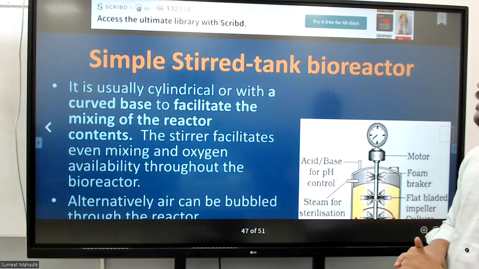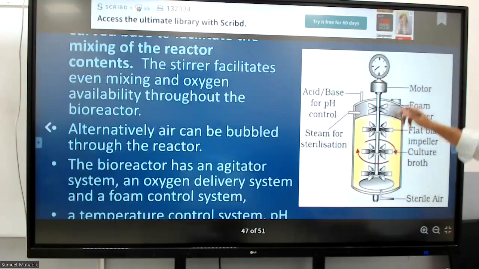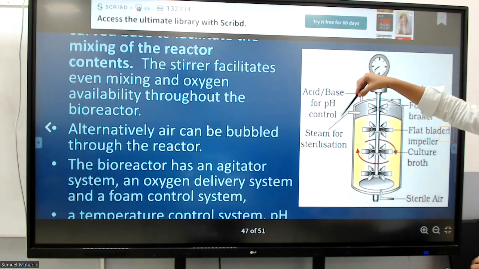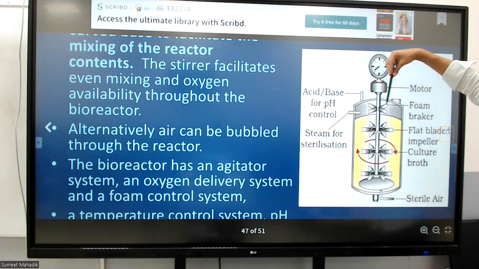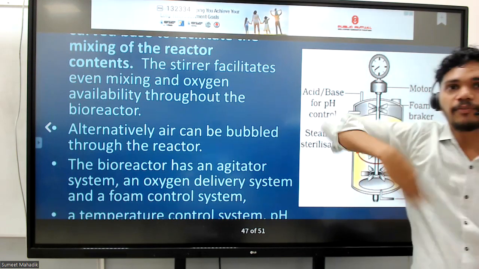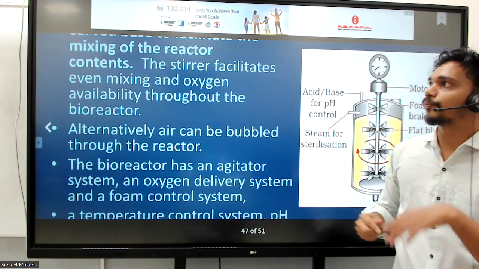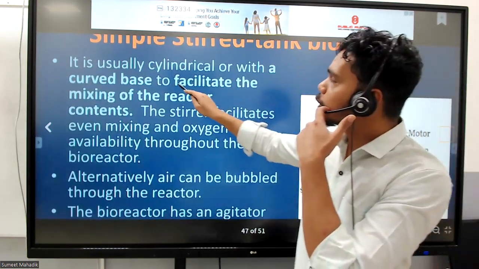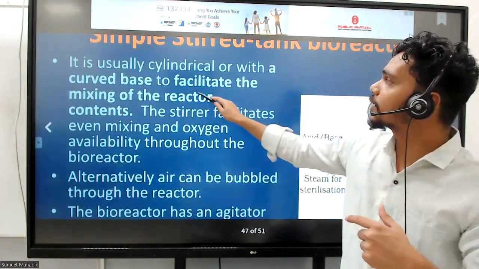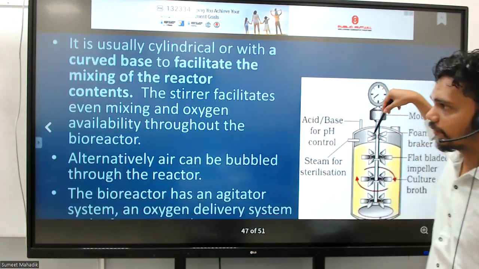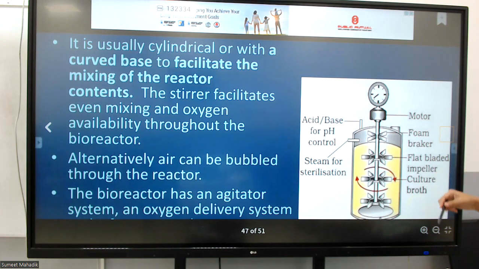Okay. Now simple. See, this is simple. Can you see that? Here is a motor, acid, pH, maintain all these things. They are continuously moving, not very fast, otherwise everything will be jumbled up. Slowly, slowly they move. It is usually cylindrical with a curved base to facilitate the mixing of the reactor contents. The stirrer facilitates even mixing. A stirrer should be there. Even mixing should be there.